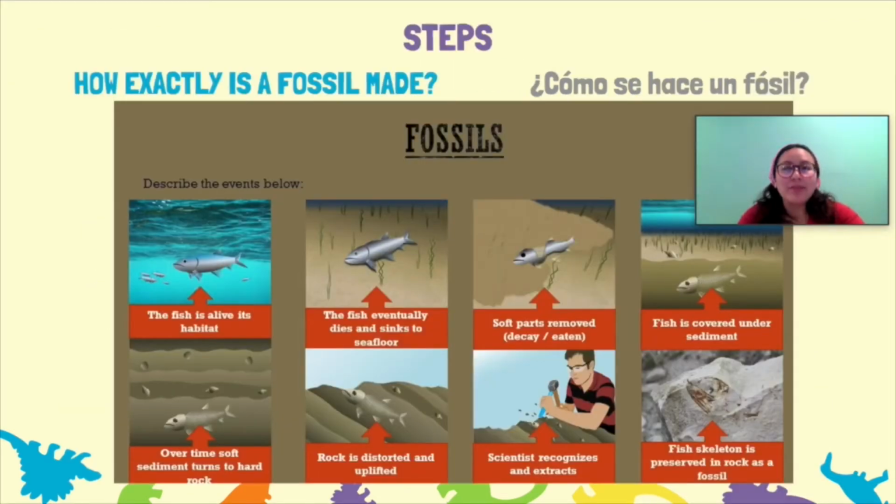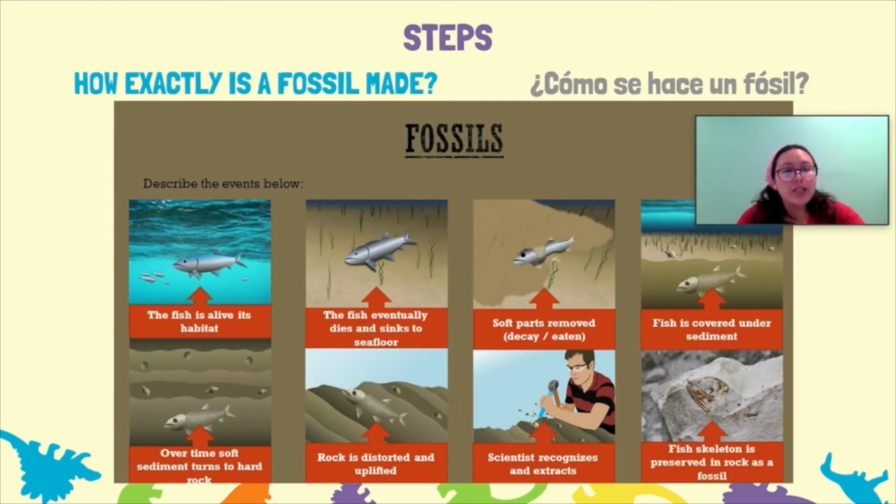Alright, so how is a fossil actually made? First we start off with our little fish living in his habitat. Eventually the fish dies and he sinks to the sea floor. He sinks all the way to the bottom. And then the soft parts, like his skin and his organs, are decaying. They just kind of fall apart.